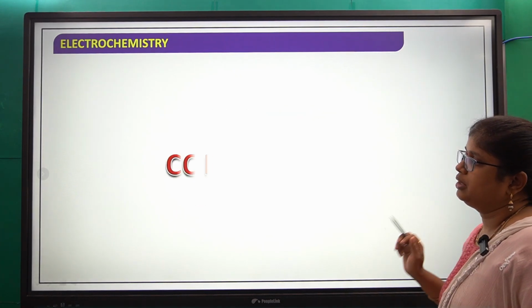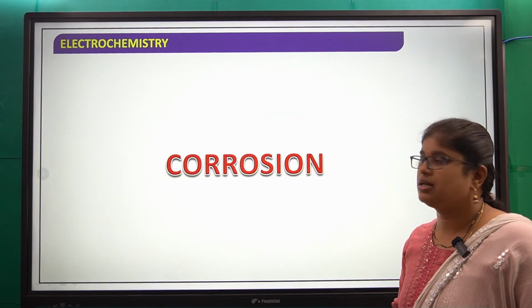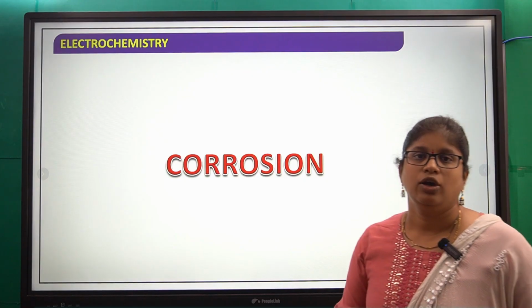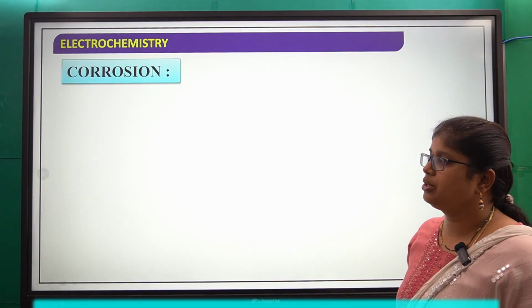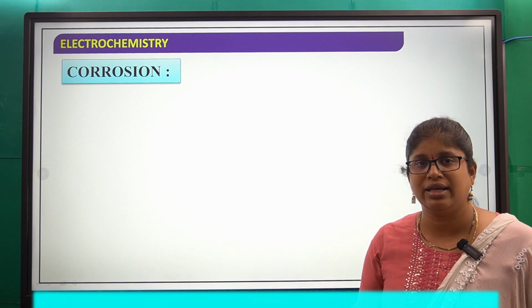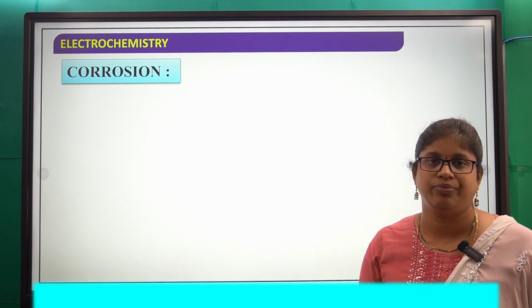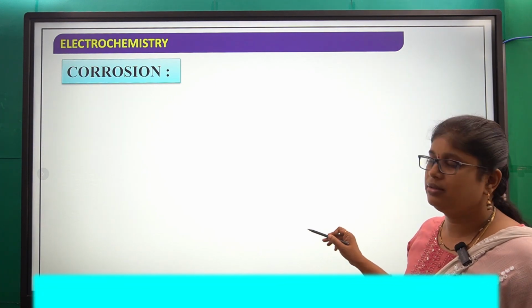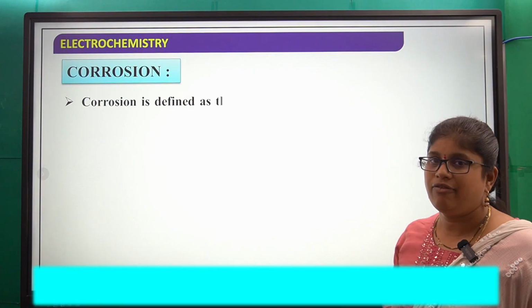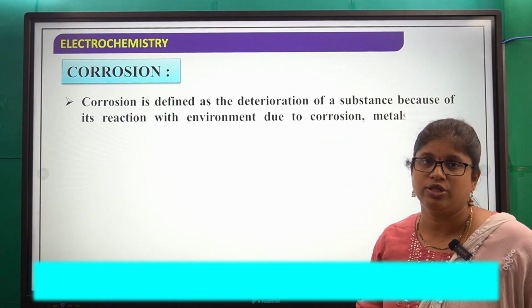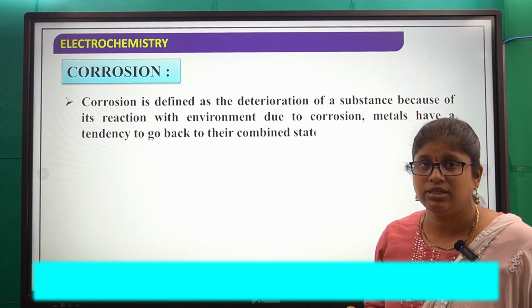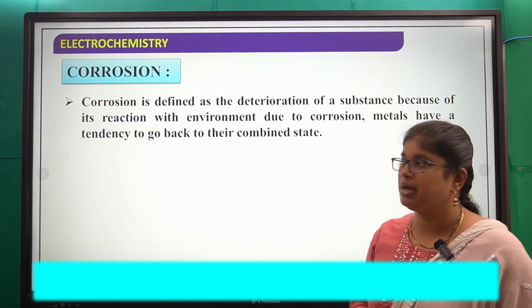So that is about the fuel cells. Our next topic is corrosion. Everyone knows about corrosion, but what exactly happens during corrosion? It is a very interesting electrochemical process. So what is corrosion? What does that electrochemical process mean?